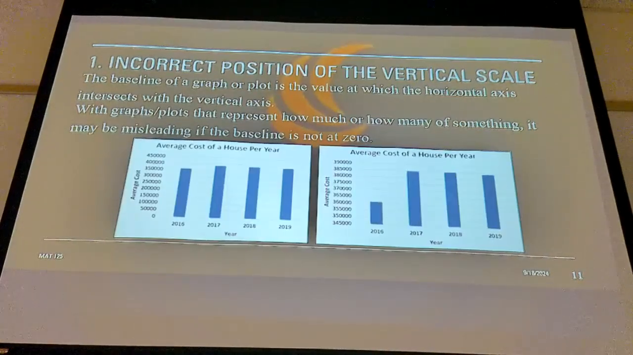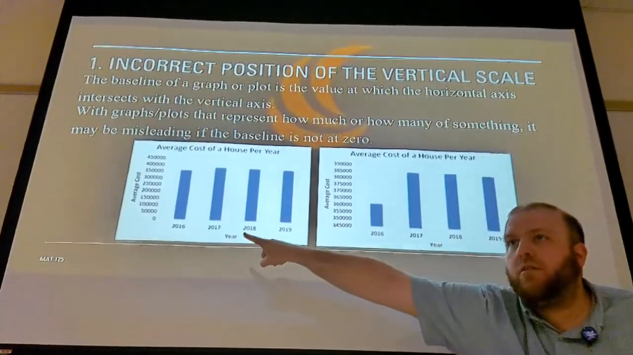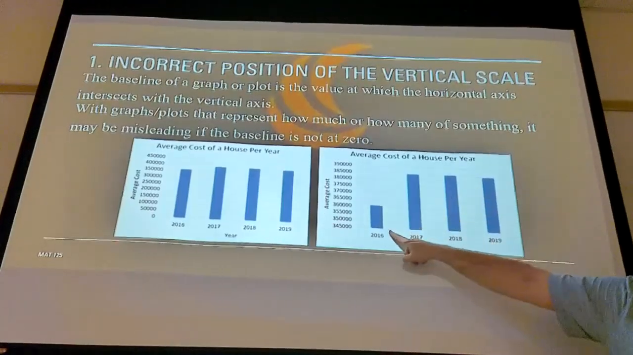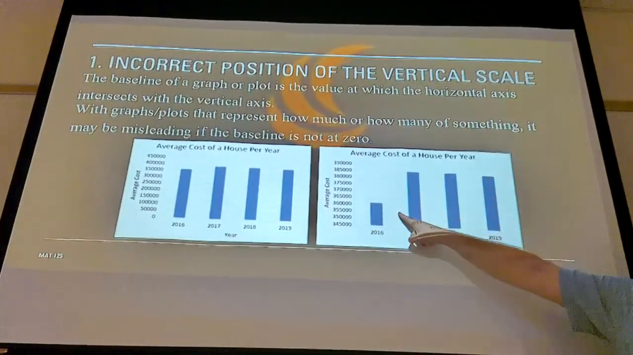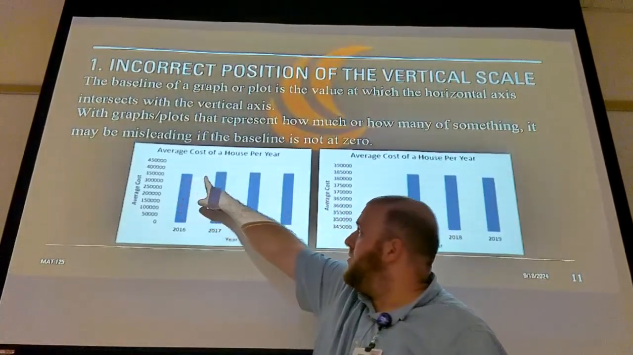Wait, can you say that one more time? Say what? I'm confused. What did I just say? Where it crosses? It crosses, look at the right side: $345,000 instead of zero. Oh, okay. This makes it look like there's been a drastic jump from 16 to 17. But it wasn't. In actuality, it was less than a $50,000 increase in the average home cost.